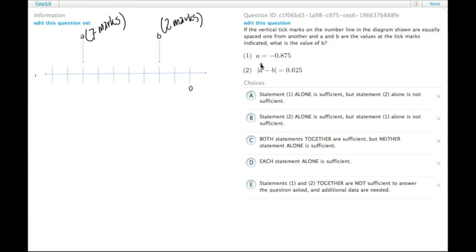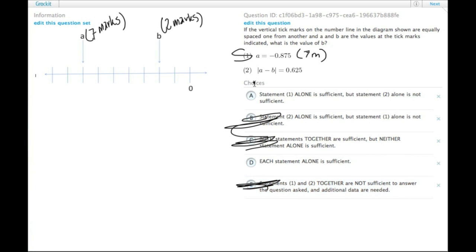Statement 1 tells us that A equals negative 0.875. So this tells us that negative 0.875 is 7m, where m is the distance of 1 mark. So we would divide this number by 7, multiply it times 2 to figure out the distance of B, and we would have B. We don't have to do the math, we just know that we could. Statement 1 is sufficient, so we get rid of B, C, and E.